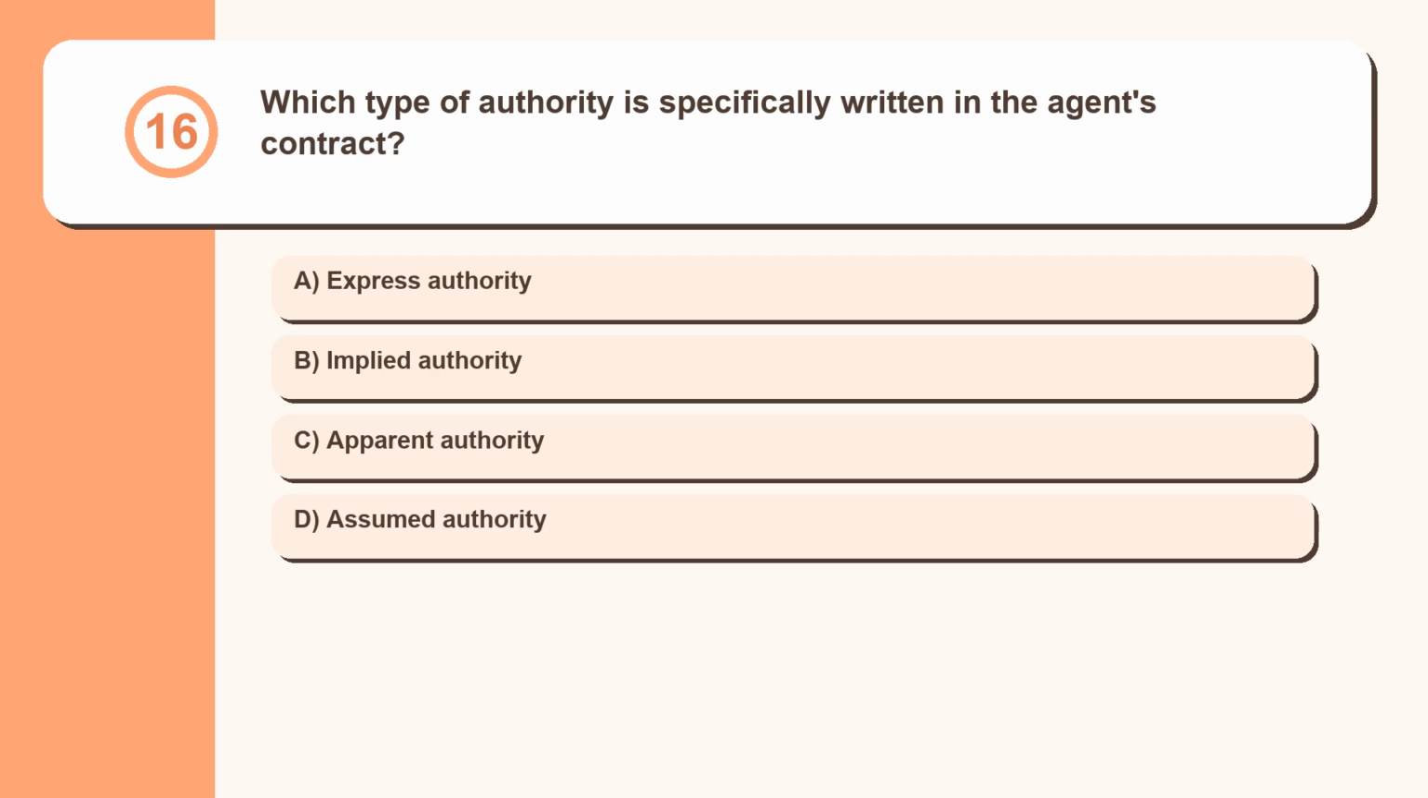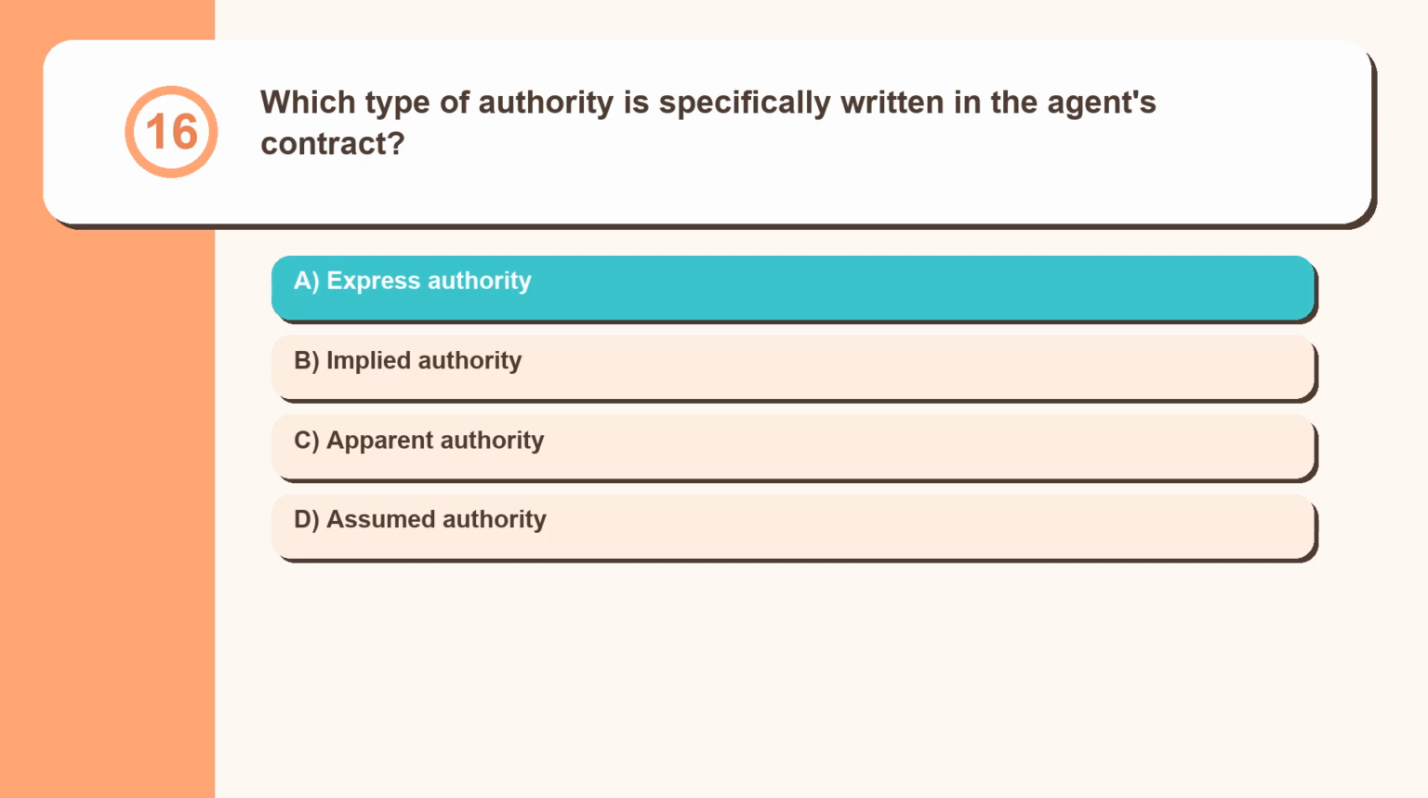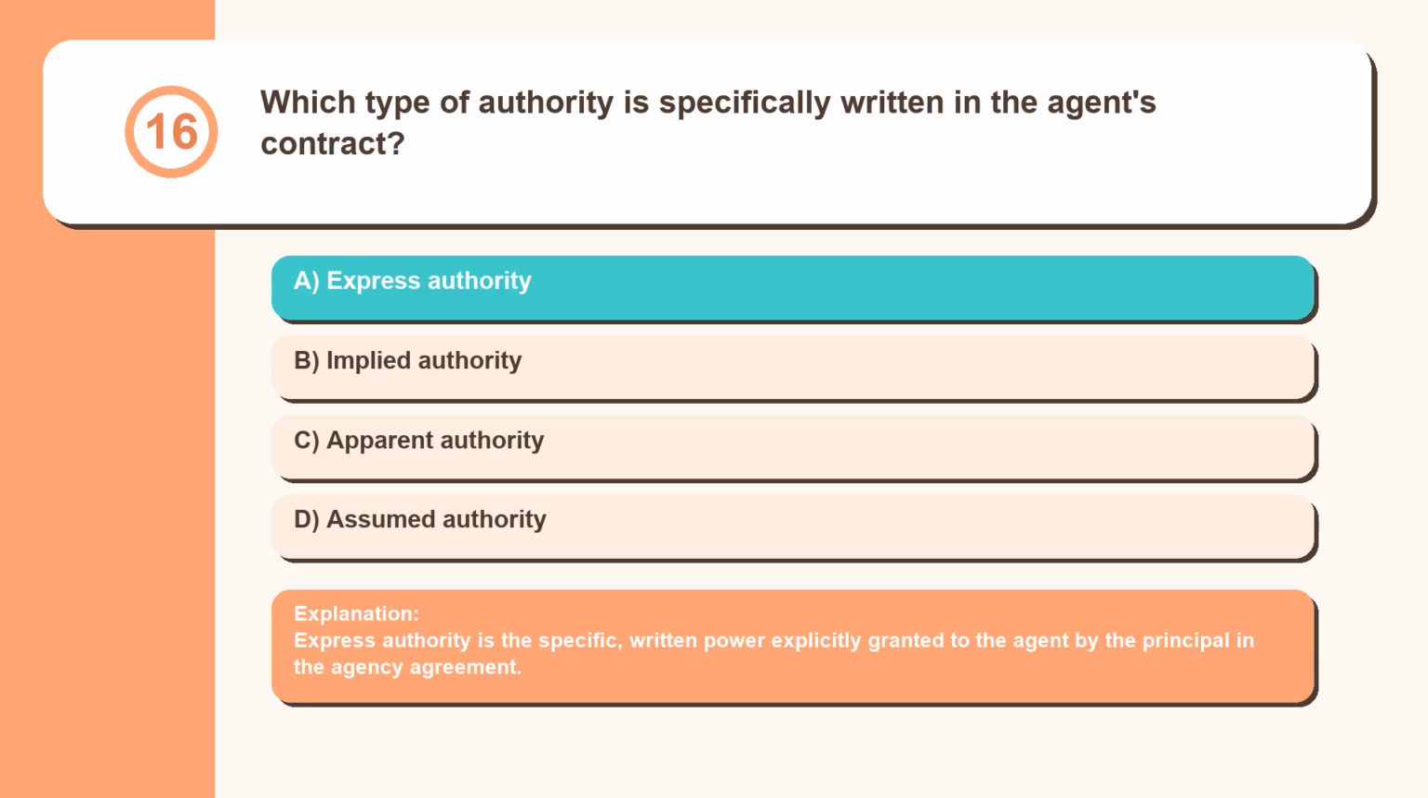Question 16. Which type of authority is specifically written in the agent's contract? Express authority, implied authority, apparent authority, assumed authority. Express authority is the specific, written power explicitly granted to the agent by the principal in the agency agreement.